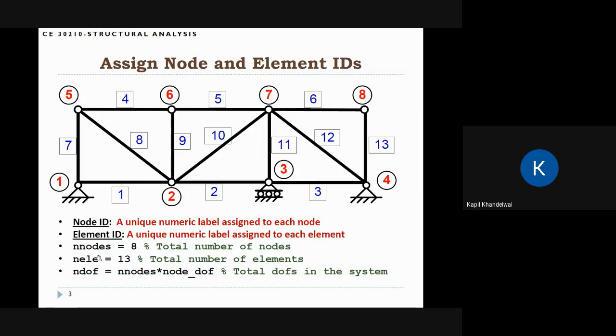And then we are defining some variables. One important variable is nnodes, the total number of nodes in the structure. In this case, we have 8 nodes, so nnodes is 8. NELE is the total number of elements in the structure, so we have 13 elements. And finally, if we know the total number of nodes and the degrees of freedom at each node, we can determine how many degrees of freedom there are in the global structure. NDOF is the total degrees of freedom in the entire structure. This is just nnodes times node degrees of freedom. In this case, it would be 8 times 2, 16 degrees of freedom in the entire structure.